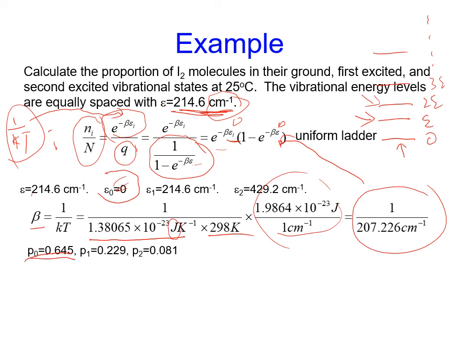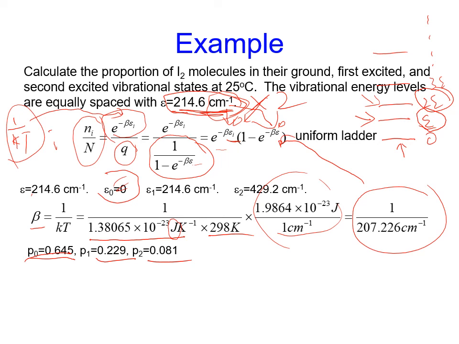the first fraction is 0.645. That's the ground state energy level. The first excited energy level has energy epsilon, and epsilon here is given as 214.6. So plug into this equation, and also plug in beta. You should get 0.229. And then the second excited energy level is 2 epsilon, so you should use this times 2 and plug into this equation. What you get is 0.081.